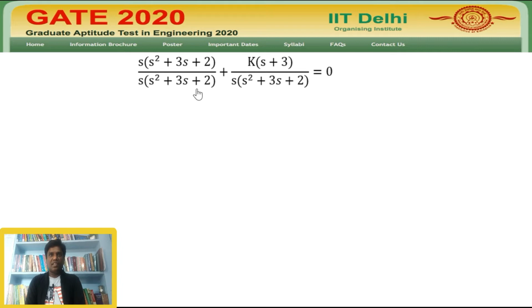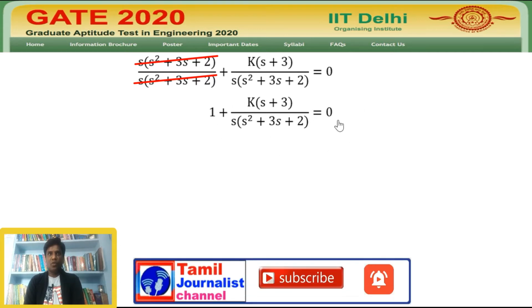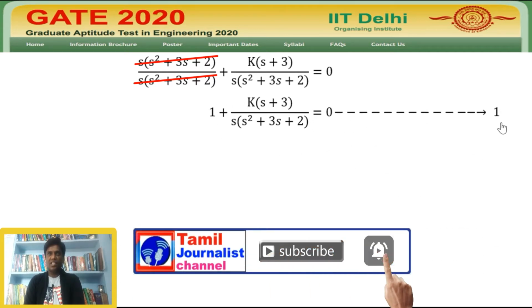In this equation, in the first term the numerator and denominator get cancelled with each other. Then the equation will be 1 plus k into (s plus 3) divided by s into (s square plus 3s plus 2) equal to 0. From observation, this equation looks like the closed loop characteristic equation format. So, now we consider this as equation number 1.